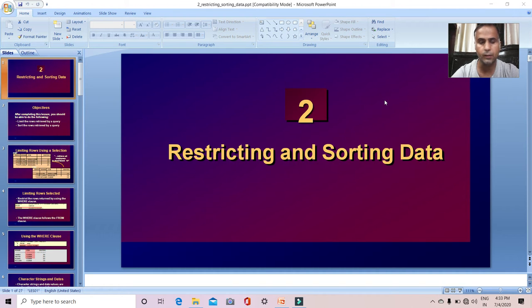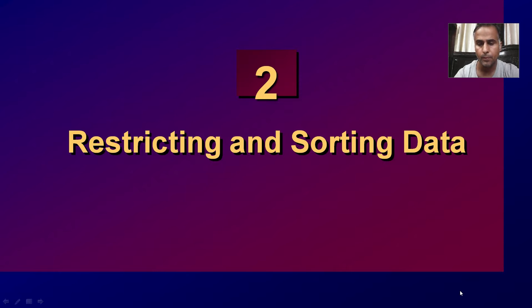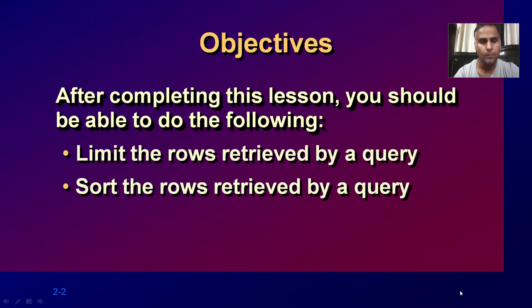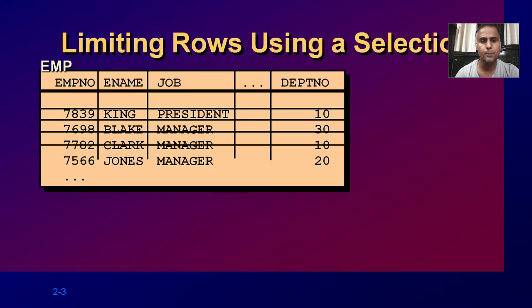In lesson 2, we are going to learn about SQL part 2, how we can restrict and sort the data. So what is the objective of this lesson? The main objective is how we can limit the rows retrieved by the query and sort the rows retrieved by the query. In this lesson we learn about the WHERE clause, comparison operators, and different types of operators.